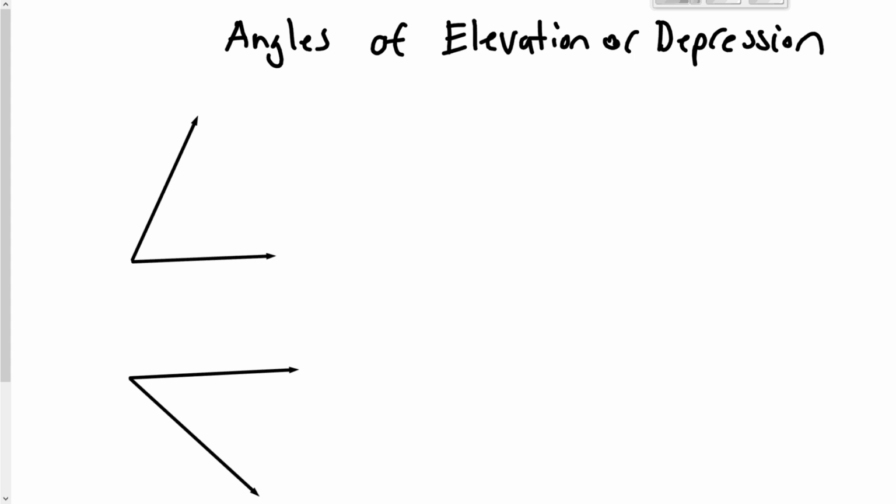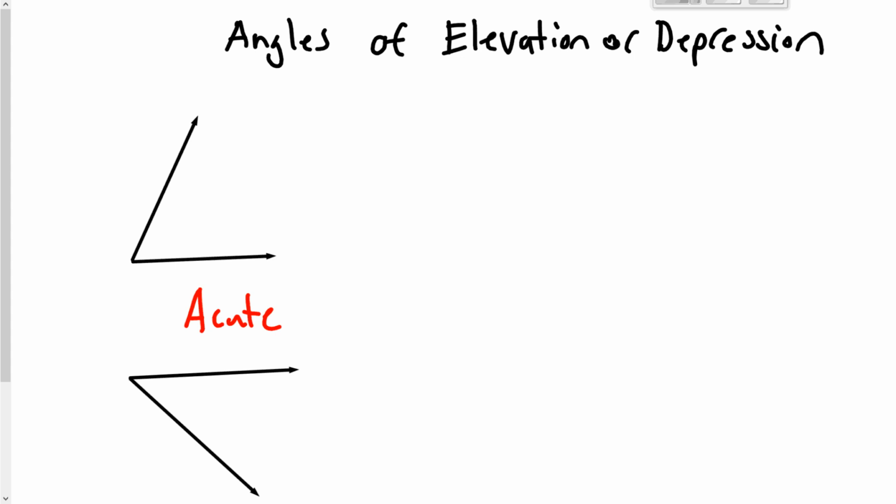In section 5 for solving right triangles, we're looking at angles of elevation and angles of depression. This is where you're doing application problems. Angles of elevation and depression are both acute angles. They're based off a right triangle.